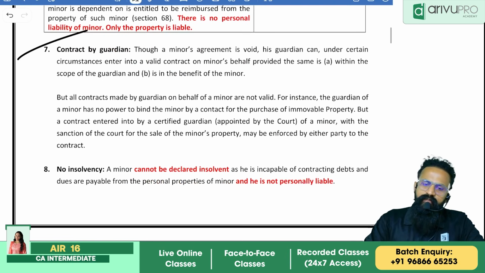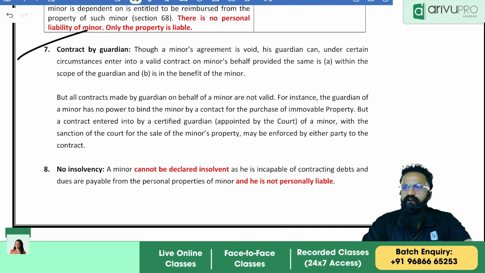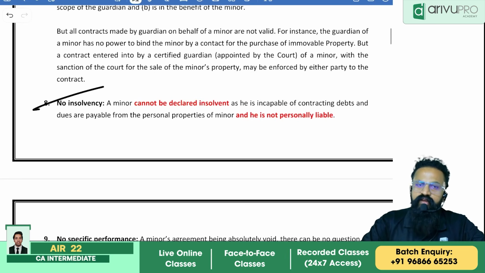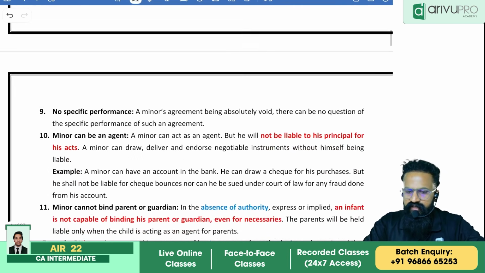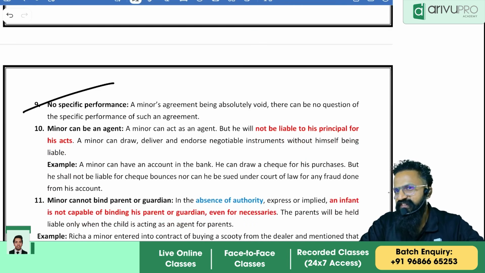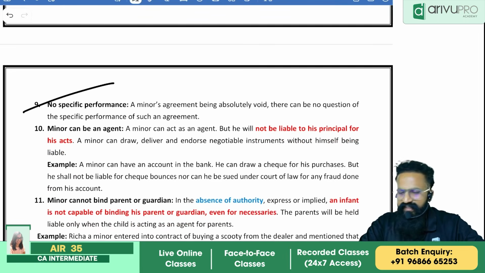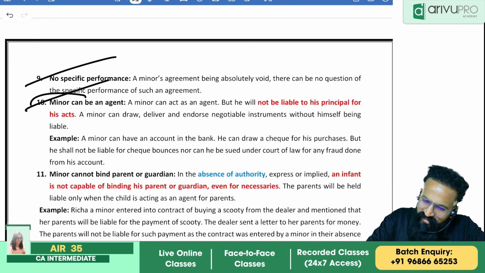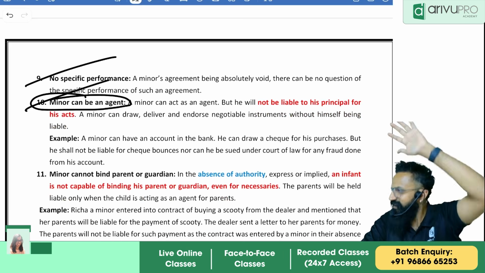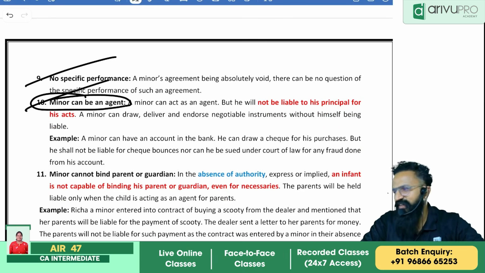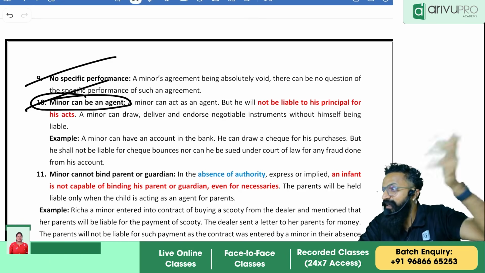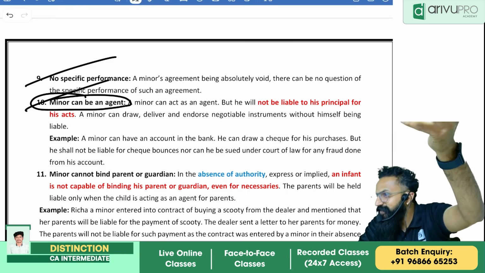Next one, contract by guardian. If a minor has to enter into a contract, you can enter into a contract through a guardian. Best example, your education and all. A minor can never become insolvent. You cannot enforce specific performance. Minor can be an agent. Now understood this? You would have seen it there, we will see it later. This is the rule. Minor can be an agent, provided that if the minor does something beyond his scope, the liability will always be on the principal.